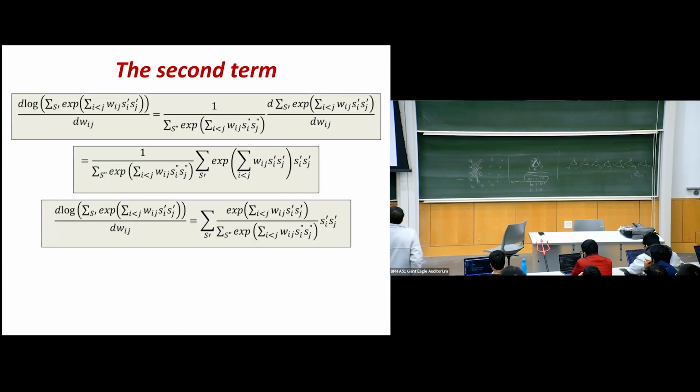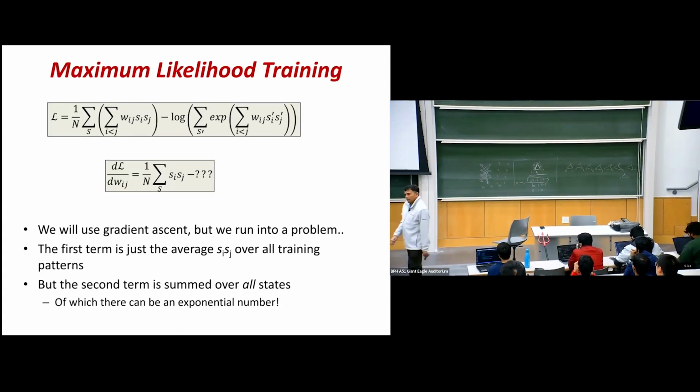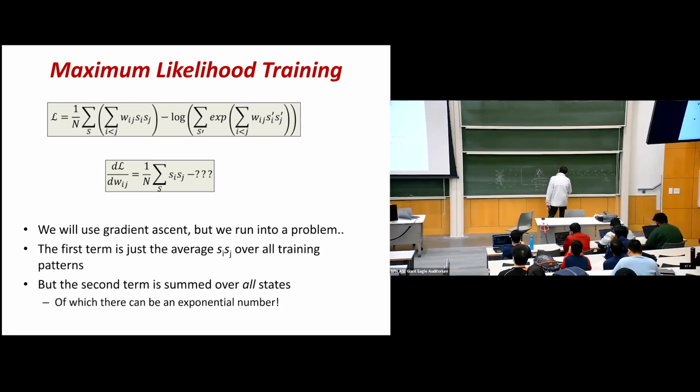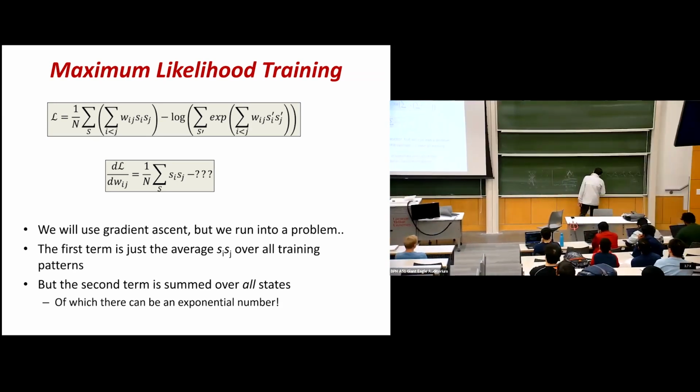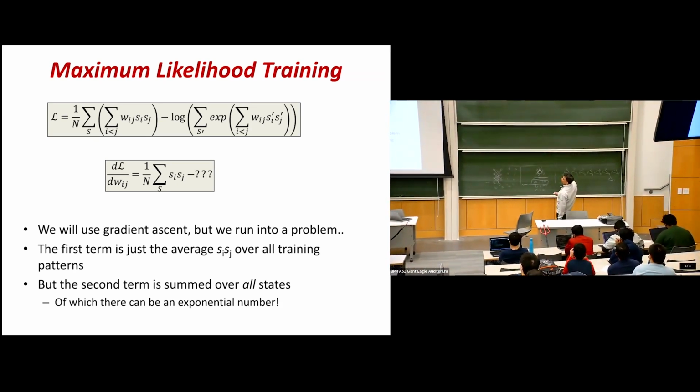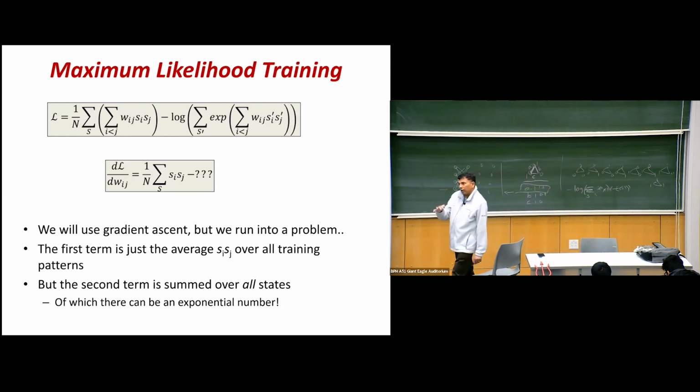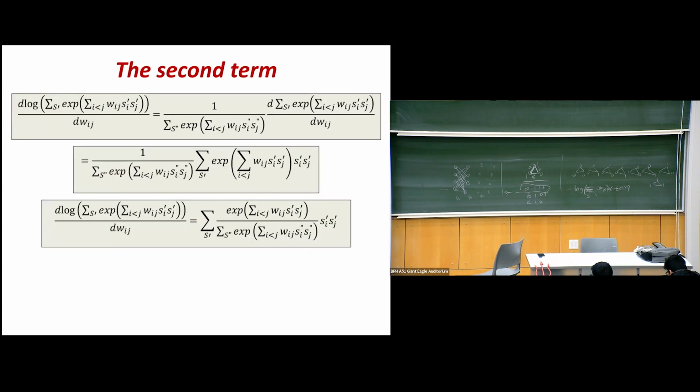What's the second term? The second term is the derivative of the second term, minus of log of the summation over all patterns of exponent of minus of the energy, right? So you're basically summing the exponent of the energy for all of the training patterns, or all of the patterns the network can represent. And then you're taking the log of that. If you just work through the arithmetic, here's what it comes out as.